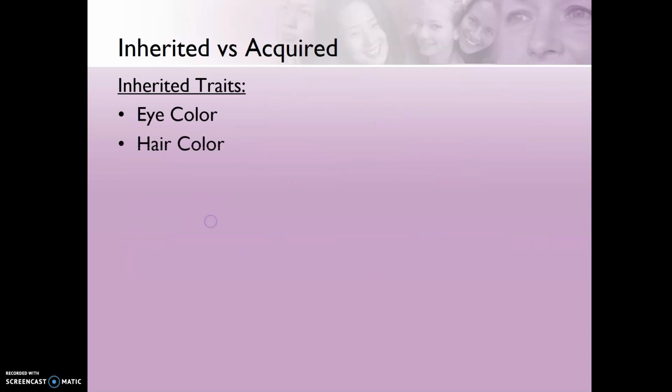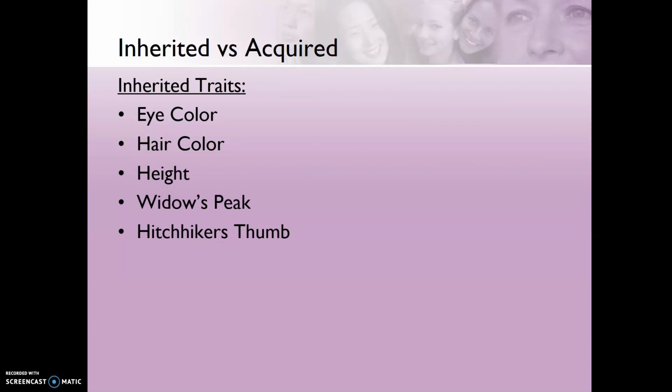Okay, so here are some examples of some inherited traits that you have. A widow's peak: if you pull back the hair on your forehead, where some of you may have bangs, if you have kind of like a V, your hairline comes into a V in the center of your forehead, that's a widow's peak. A hitchhiker's thumb is when you give a thumbs up and your thumb points backwards. The other option is not a hitchhiker's thumb, which your thumb just is straight up.